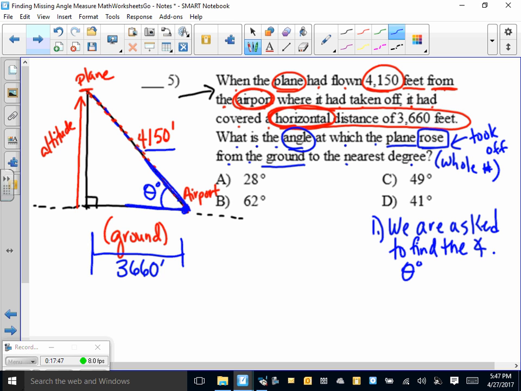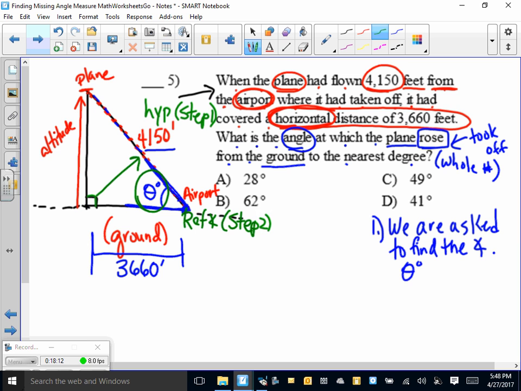Now we're going to label 4 steps. Step number 1, find the right angle, draw across, mark it as the hypotenuse. That's step 1. Step 2, find the reference angle. Our reference angle is the angle we're asked to find. It is theta. That's our reference angle.